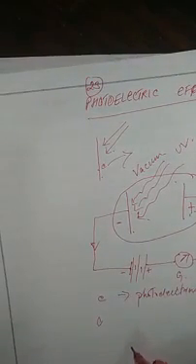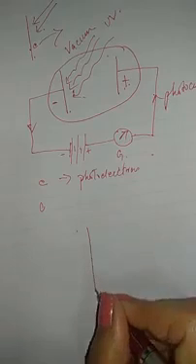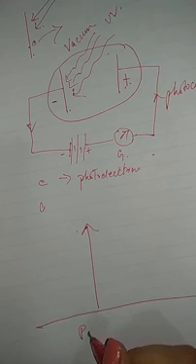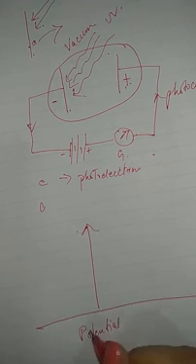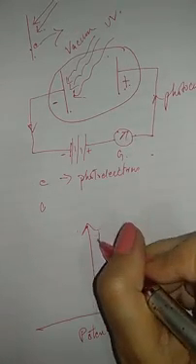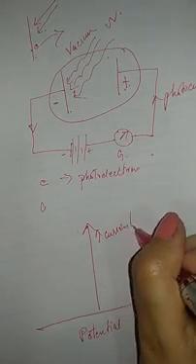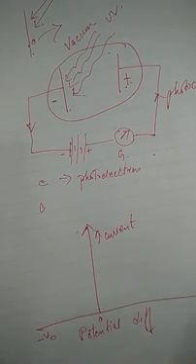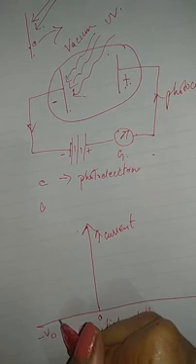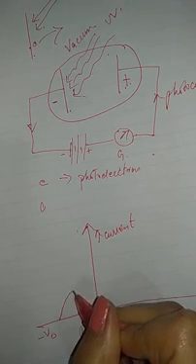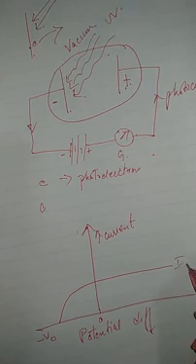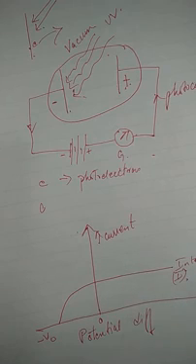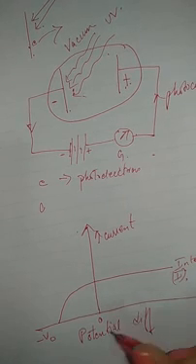If we draw a graph of potential difference and photoelectric current, the x-axis is potential difference, y is current. This side is negative potential, this is 0, this side is positive potential. Now suppose you have a light of intensity I, then this will be the type of graph. Now suppose you increase the intensity of the light, then what happens?